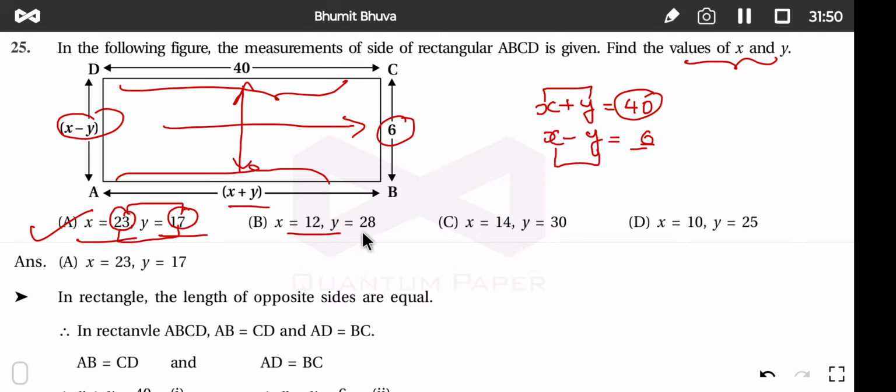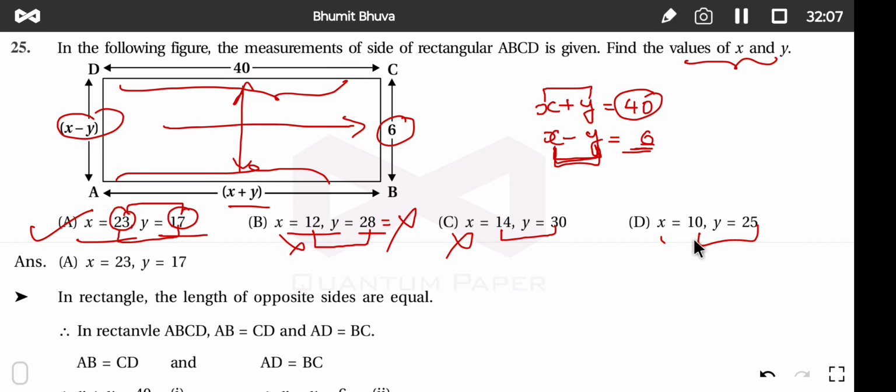The second one is 12 and 28. But if you look at the second equation, x minus y must be 6. If you subtract 12 minus 28, you will get a negative answer, which is not possible. So this is wrong. Similarly, here also if you subtract, you will get negative. This is also wrong. Here also you will get negative. This is also wrong. So only one option is correct, A. Or you can solve and find x and y. Still you will get the same answer.